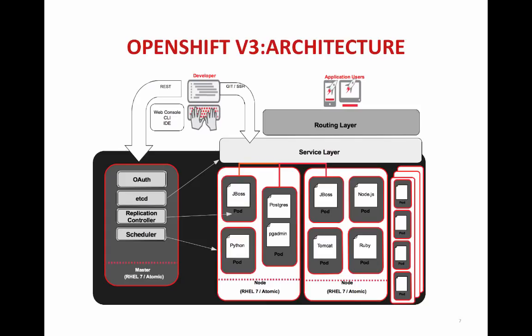Now let's look at how all the stuff comes together. As we talked about before, the Kubernetes master is taking the place of the broker, and the Kubernetes minions, now called nodes, are taking the place of nodes, and this is the application hosting infrastructure. etcd is taking the place of MongoDB, and we already spoke about replication controllers.